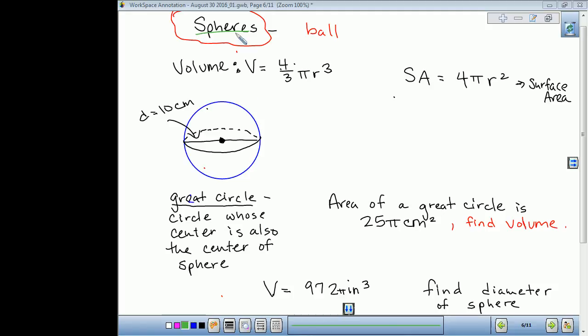Today we're going to look at the three-dimensional figure, the sphere. We're going to look at the volume and the surface area. The formula for volume is 4/3 pi r cubed, and the formula for surface area is 4 pi r squared.